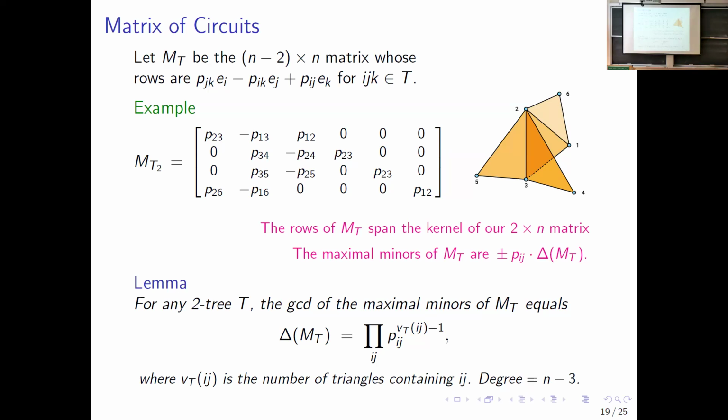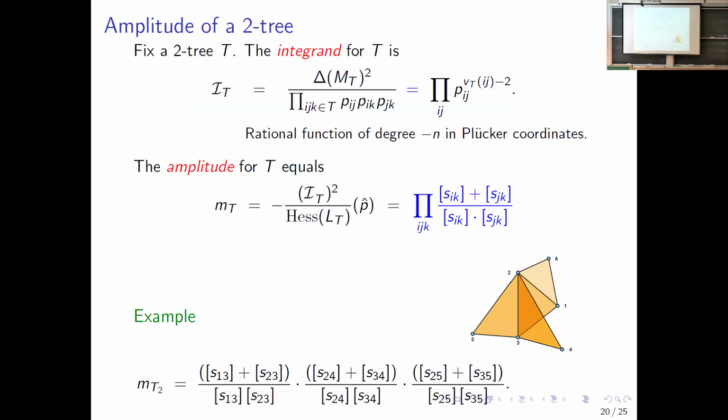Now, in our case, this turns out as a formula. The GCD of the maximal minors is going to be a Plücker monomial, p_ij raised to some exponent, and the exponent is the number of triangles containing a given edge, and this is a monomial of degree n minus 3. So we're going to see this dimension of the moduli space again and again. Okay, that's the matrix of circuits. And then here's the definition of the amplitude, right?